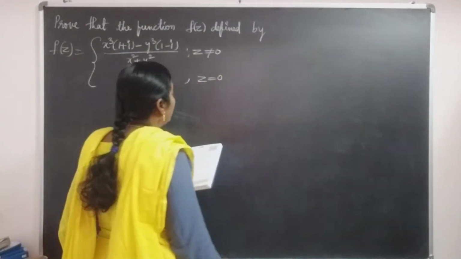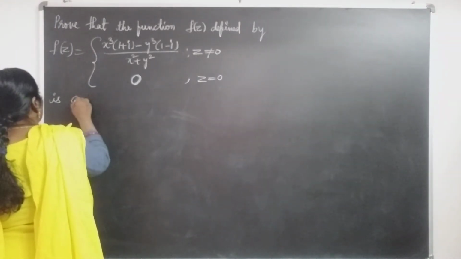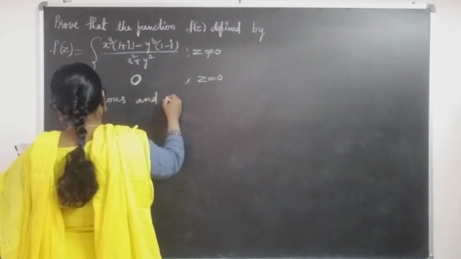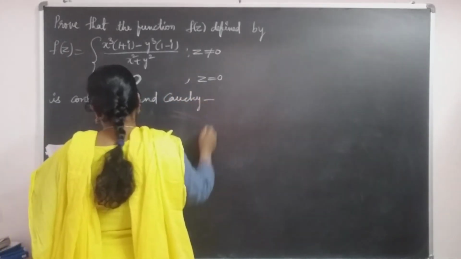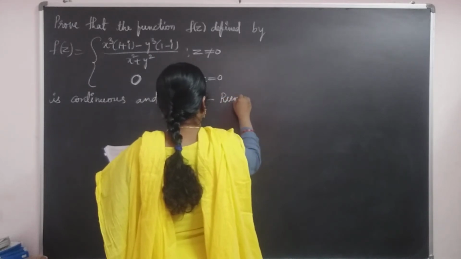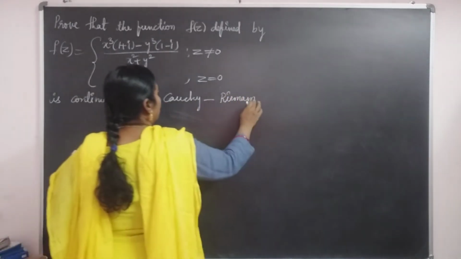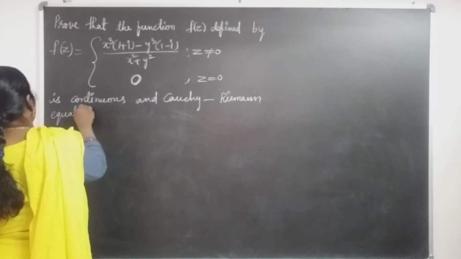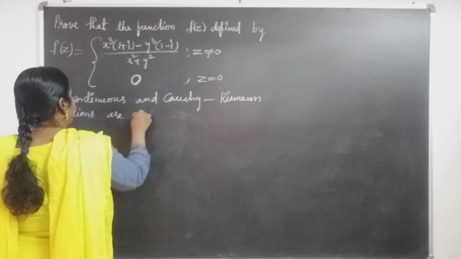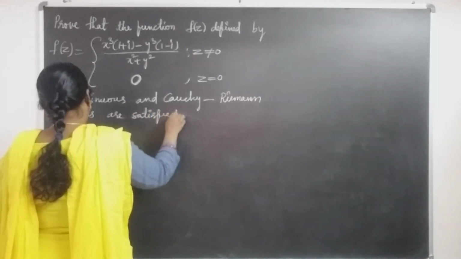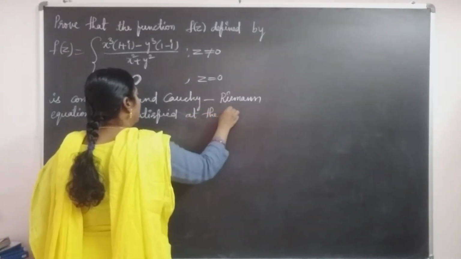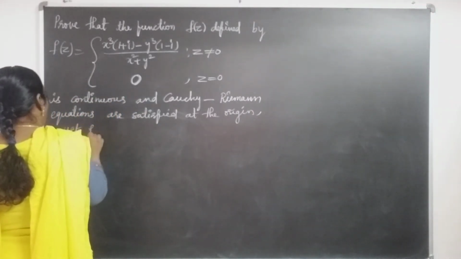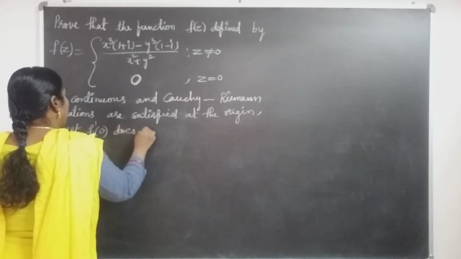We can show that it is continuous, and the Cauchy-Riemann equations are satisfied at the origin, yet f dash of 0 does not exist.